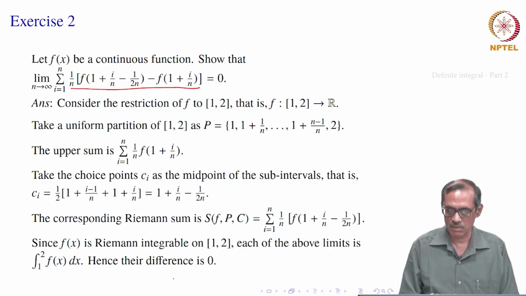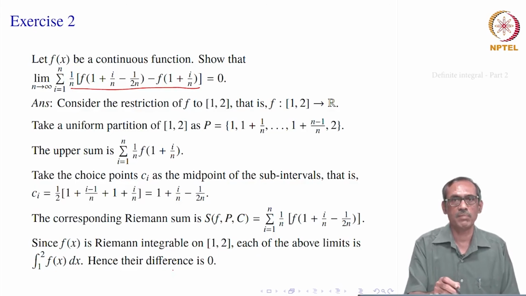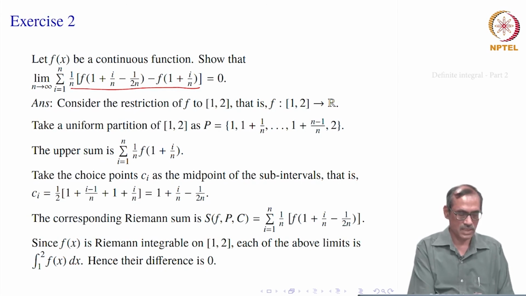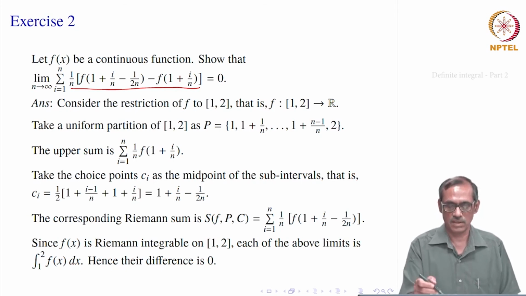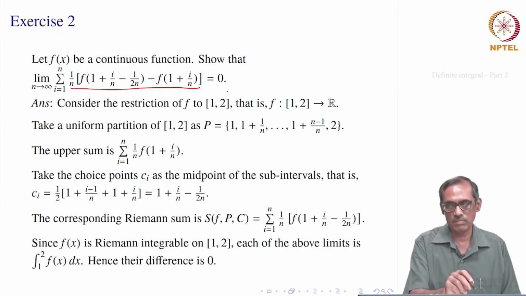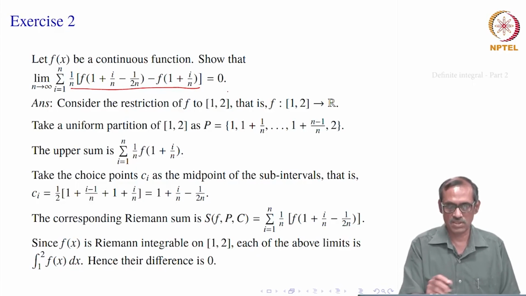Since f(x) is Riemann integrable on 1 to 2, each of the above limits exists and is equal to the integral from 1 to 2 of f(x) dx. Therefore, their difference must be equal to 0. So, that is how we will be solving some problems, by identifying the expression in n with some Riemann sum. That is really the clever part here, and you will get acquainted with it slowly. Okay. So, let us stop here.